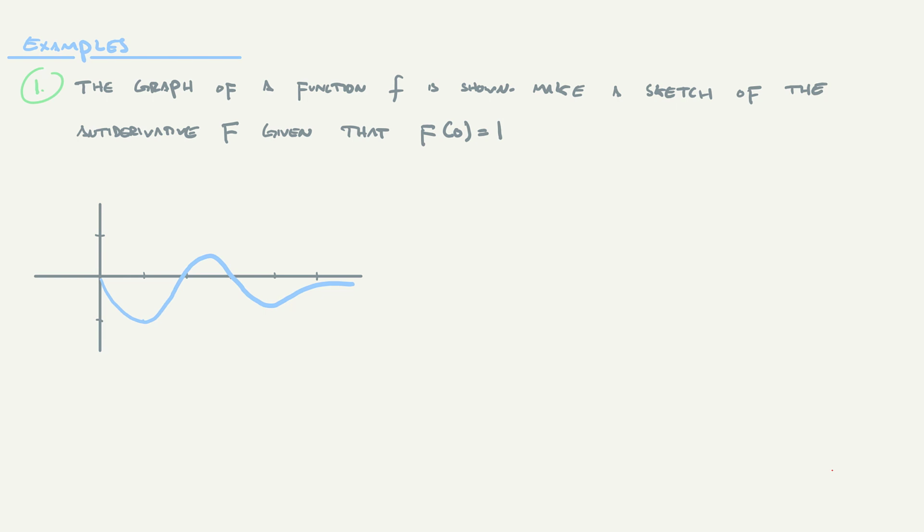Thank you. So example 1, the graph of the function f is shown. Make a sketch of the antiderivative, which we're going to call capital F, given that capital F of 0 is going to be equal to 1. So this is a derivative, right? We need to come up with the antiderivative. Maybe you can think about it as the base function, and we're coming up with the antiderivative of it. Either way, this thing is the derivative of the thing that we want to graph.